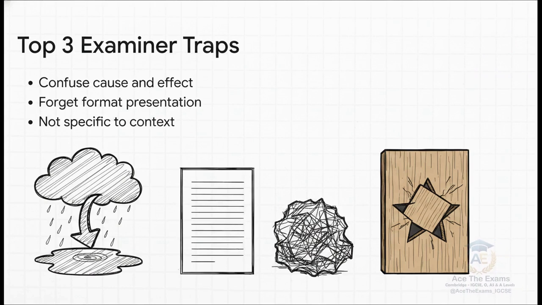Trap number 1, confusing cause and effect. In topics like conservation, candidates constantly mix up the root cause of an environmental issue with the resulting symptoms. Trap number 2, forgetting format and presentation. You can have a brilliant argument, but if it's not presented in the required professional format, you lose marks immediately. And trap number 3, writing answers that are not specific to the given context. Pre-memorized generic essays do not work. Your answer must surgically target the exact crime scene presented in your paper.